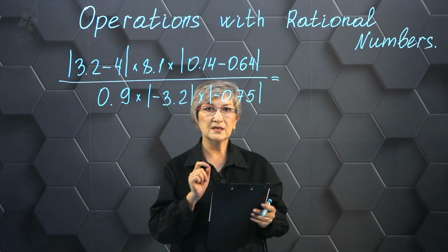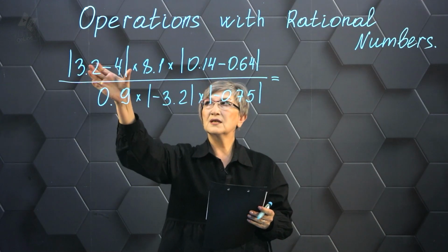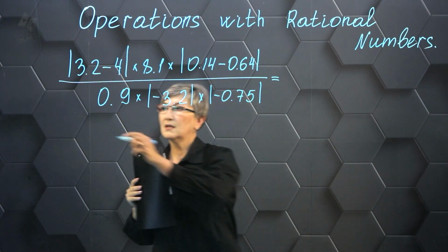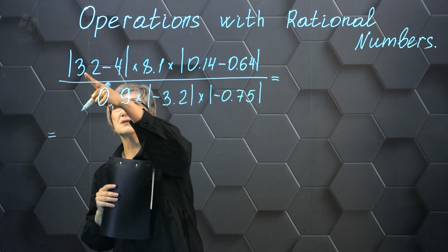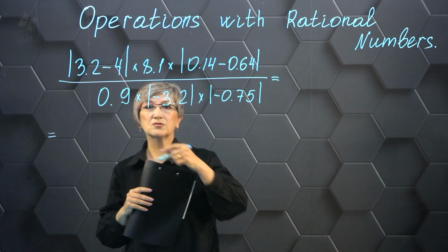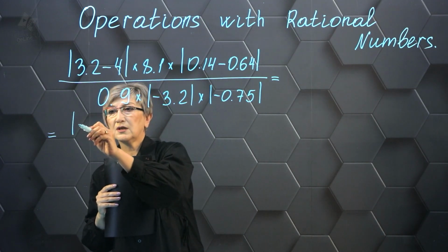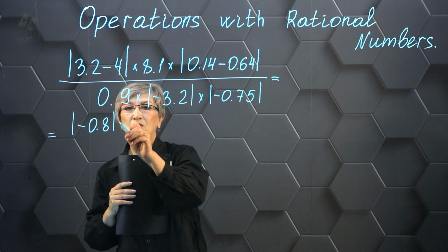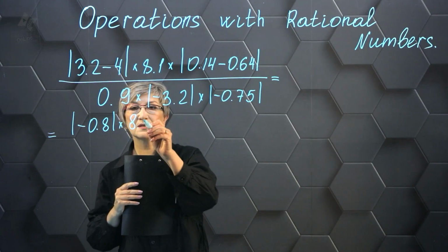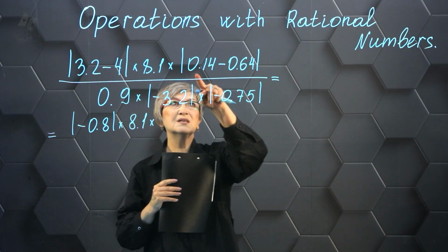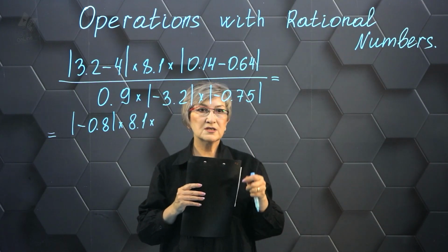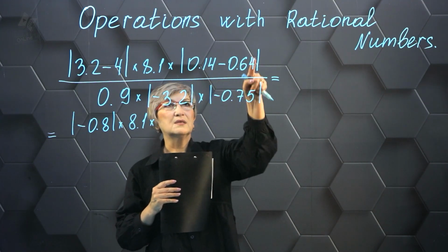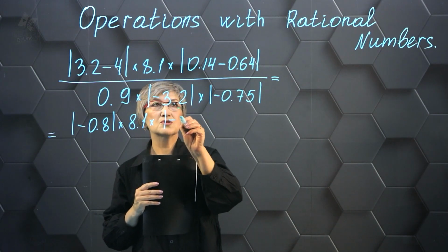In order to solve this example, we first need to find the value of the expression that is contained under the modulus sign. To do this, we subtract the number 4 from 3.2 tenths. Now we know that the result is 0.8 tenths with a minus sign. So we multiply that by 8.1 tenths, and multiply it by the value of 0.14 hundredths minus 0.64 hundredths. This value will be minus 0.5 tenths.